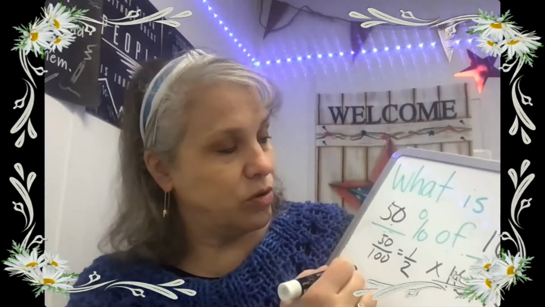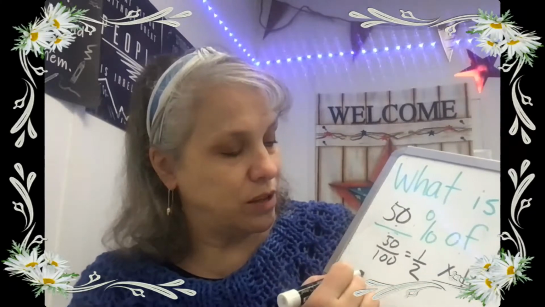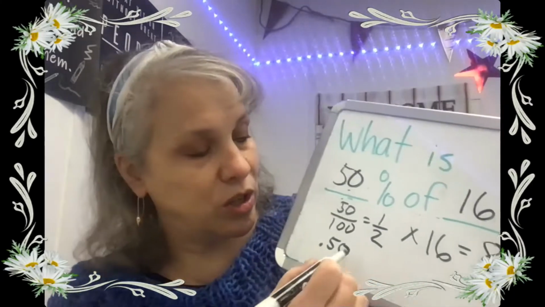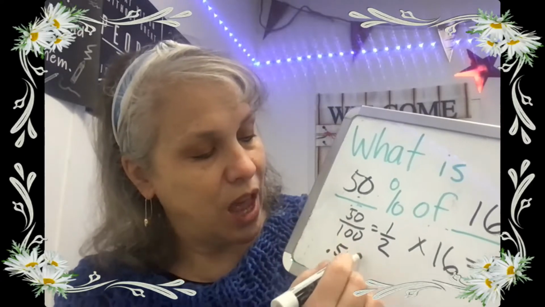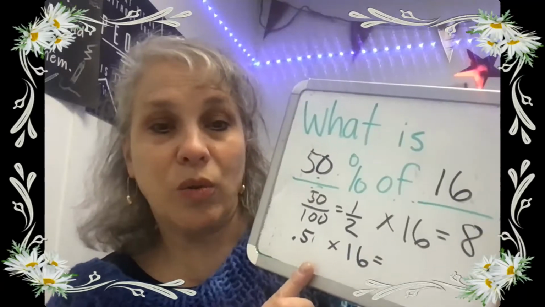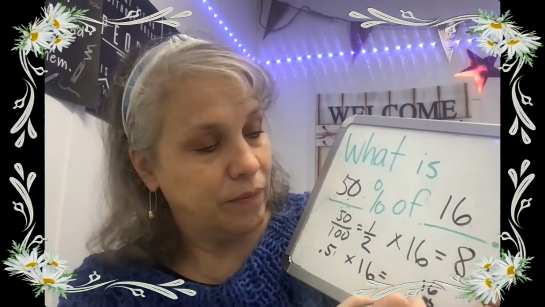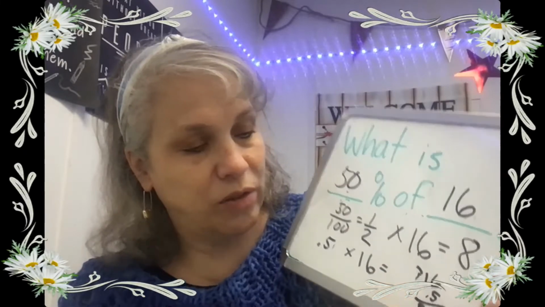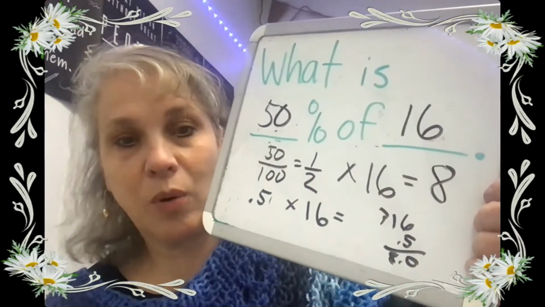The other way you can do this is you can change the 50% to a decimal by dividing by 100, and I get 0.50, which is the same as 0.5. And again, you're going to multiply by 16, and you're going to get 0.5. So you put your decimal in there, 0.8. So both ways, you are going to get the same answer.